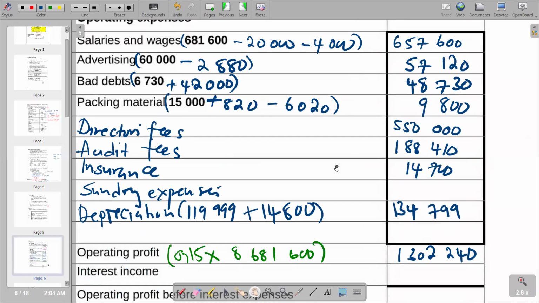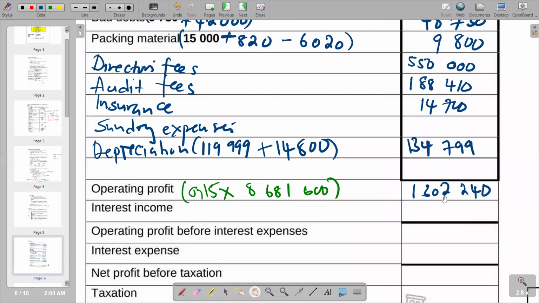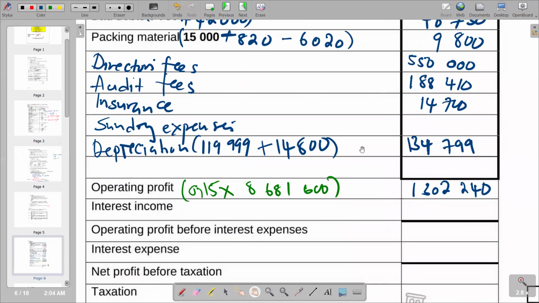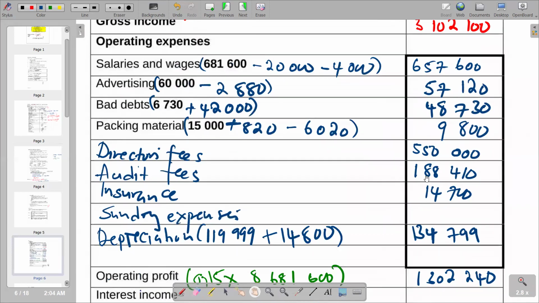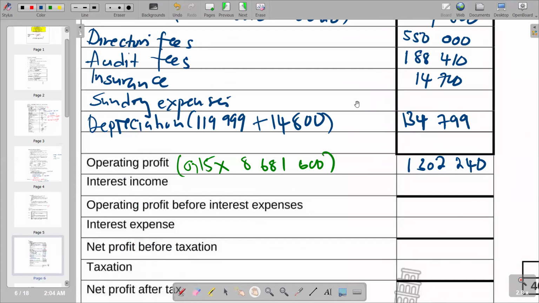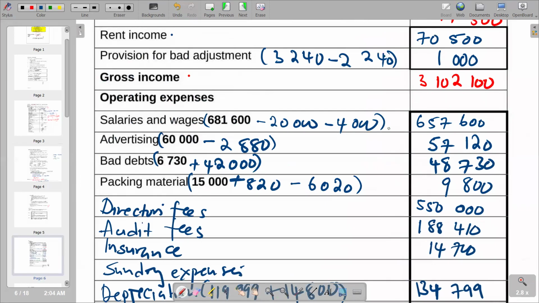So to get our operating expenses again, we are going to say gross income minus operating profit. So basically we are saying 3,102,100 minus 1,302,240. And then the answer for total operating expenses that we are supposed to get is going to be 1,799,860. And this one, if you subtract it, you get your operating profit.